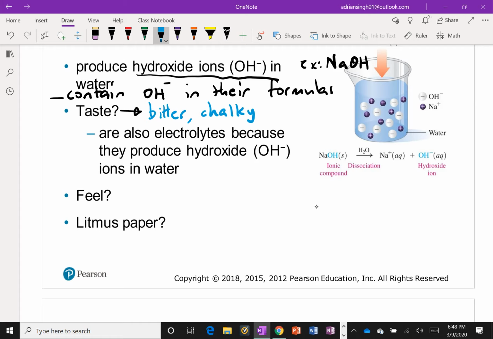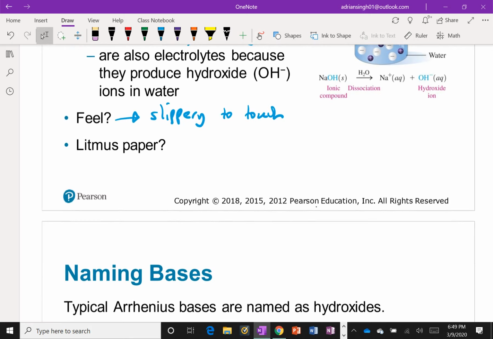Because they give you ions, these are also going to act as electrolytes. Bases have a feel associated with them. They actually feel slippery to the touch. Again, if you think about soap being a base, and obviously soap is slippery because it actually is a base. It's made from bases. I'm not going to tell you what they're actually made from because that might gross you out, but a lot of your soaps are actually made from bases.